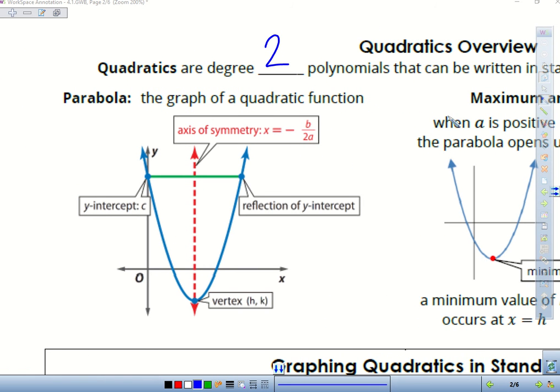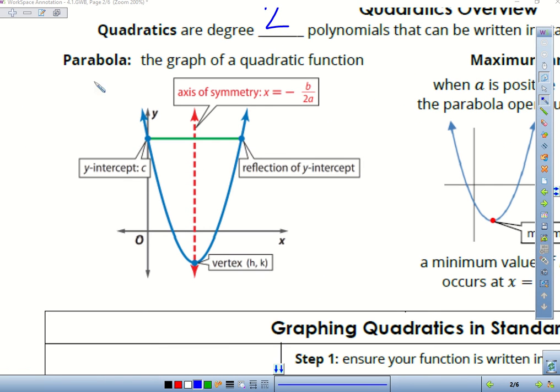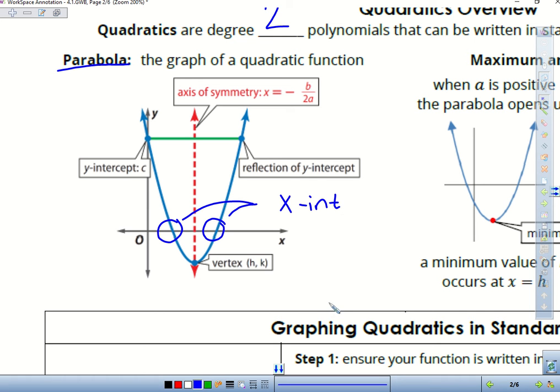Now, if we look at a quadratic, the graph of a quadratic is called a parabola. So when you hear me refer to a parabola, I'm talking about the graph of the quadratic, okay? So, a few important key features you need to know about a quadratic that I might ask you on a quiz. The y-intercept, and when your quadratic's in standard form, that's known as the c, and it's where we hit the y-axis. And then we have our x-intercepts. We'll talk more about those, but those are basically where we hit the x-axis, okay?